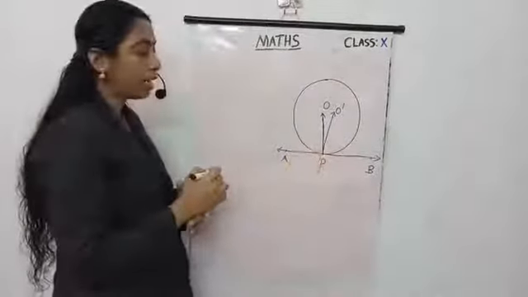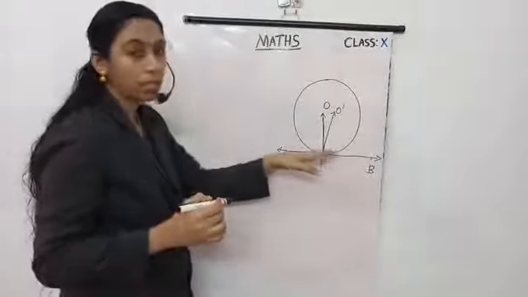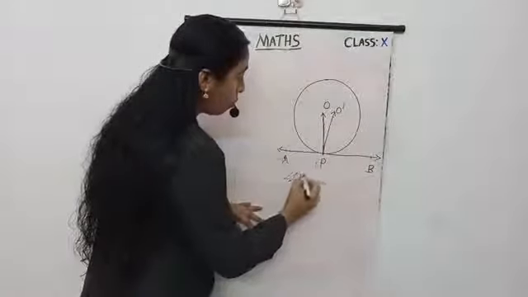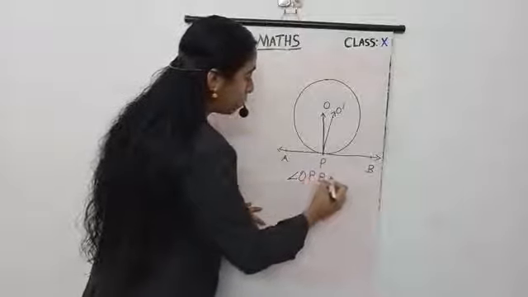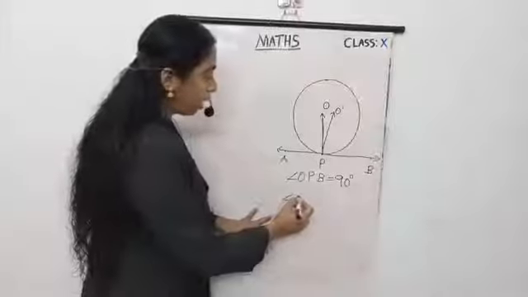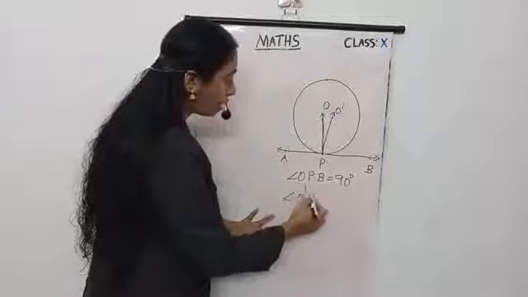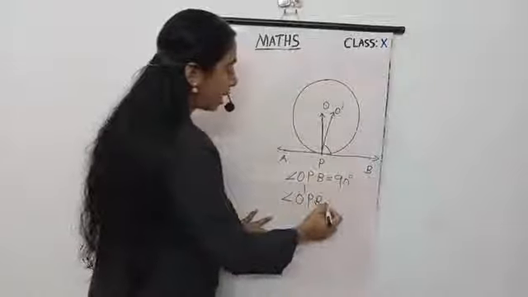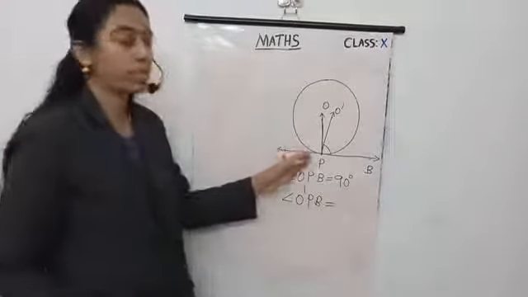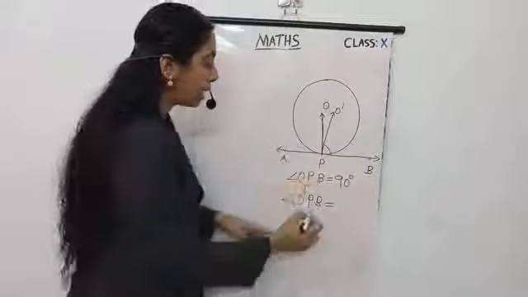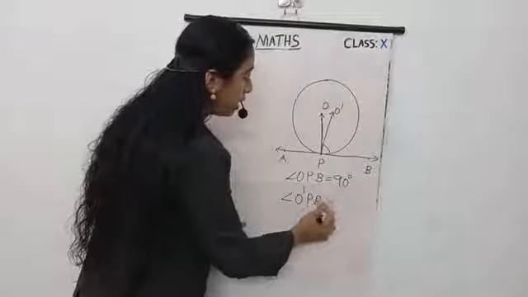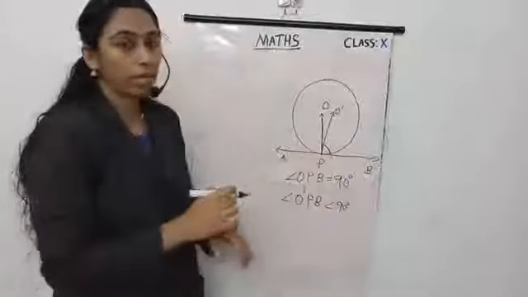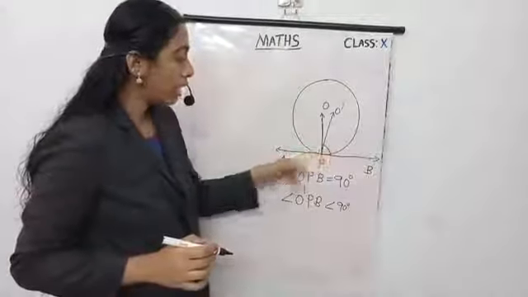Now the radius of the circle and AB measure an angle of 90 degrees. That means the angle OPB is equal to 90 degrees. Now consider angle O dash PB. O dash PB means this angle. Is it 90 degrees? Just look at the figure. We know this is less than 90 degrees, an acute angle. From the figure, we can say that this is less than 90 degrees.